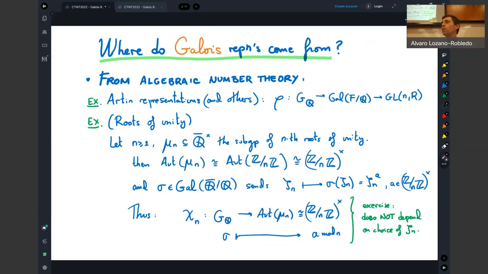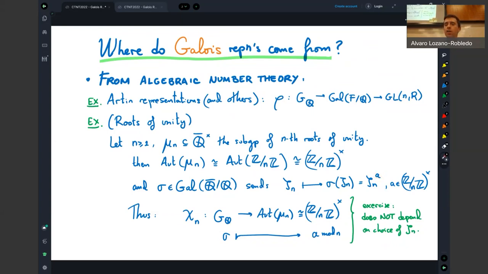It will be determined by where one primitive nth root of unity goes, but it has to go to some power which is relatively prime to n. It has to go to some other root of unity, and they are all of this shape, a power of the root of unity. So that a is an element in (Z mod nZ)^×, and that is the isomorphism between the Galois group of Q adjoined the nth roots of unity and this group. Okay, so the Galois representation we get from the roots of unity goes from the absolute Galois group of Q to (Z mod nZ)^× by sending sigma to a mod n, which is the power that one root of unity goes to when you act with Galois.